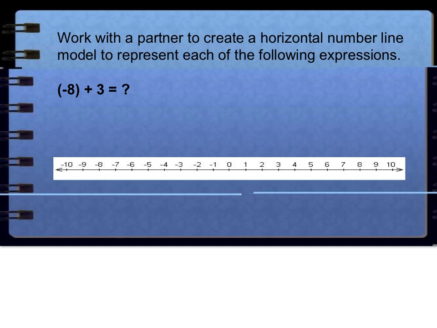So you start at 0, as always. To model this integer, the 8 will tell us how many spaces. The negative tells us which direction. So I'm going to move 8 spaces to the left. We're ready to start our second vector. The 3 tells us how many spaces. The positive tells us which direction. So I move to the right 1, 2, 3. My answer is -5.